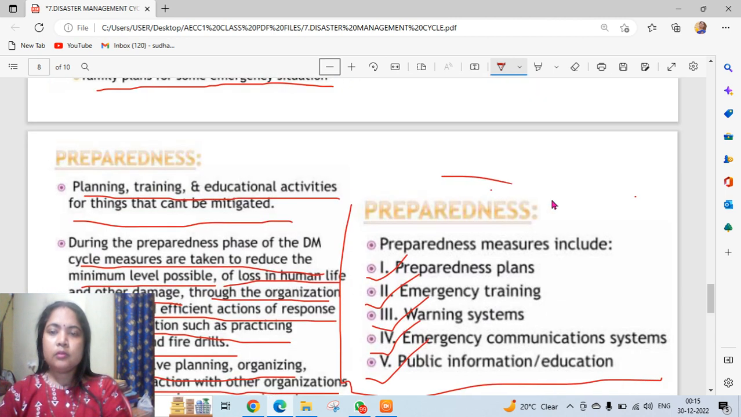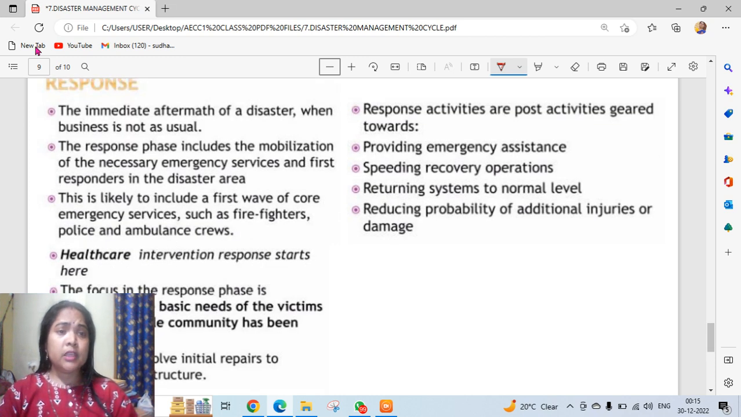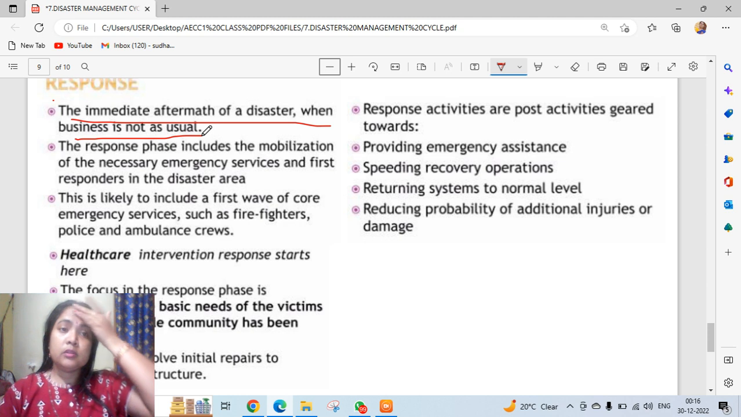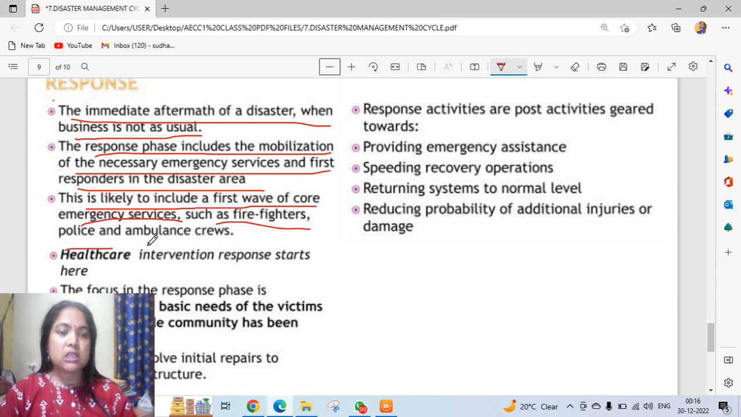Okay, so now let us discuss your next phase, that is the response phase. Response means the immediate aftermath of a disaster when business is not as usual. Response happens just after the disaster happens. The response phase includes the mobilization of the necessary emergency services and first responders in the disaster area. This is likely to include a first wave of core emergency services such as firefighters, police, ambulance, etc.